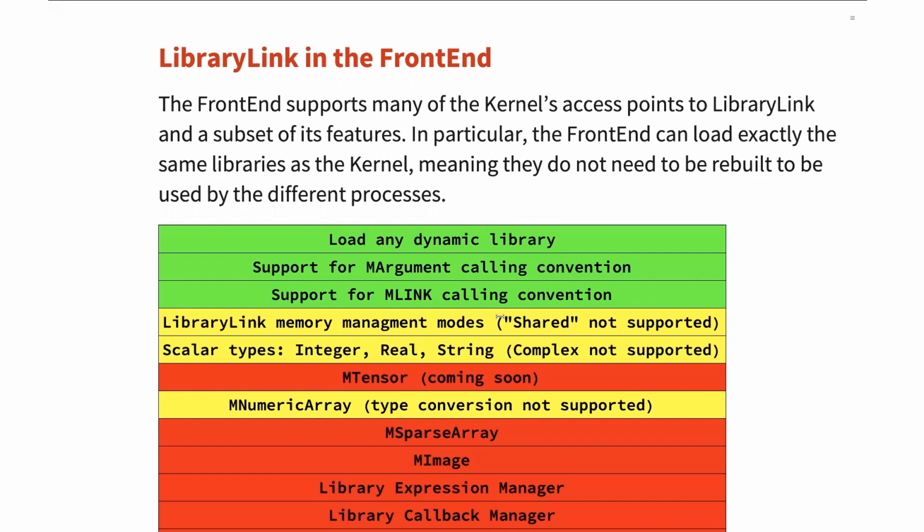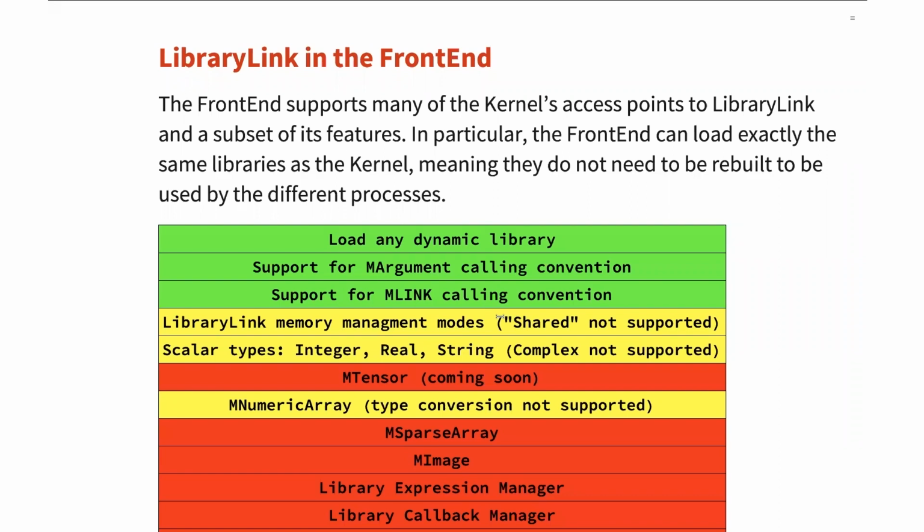We implement what we need as we need it. So right now, what that means is that we can load any dynamic library that the kernel can load. You compile your LibraryLink library once. It can be loaded into the kernel. It can be loaded into the front end. Both work. The only difference is that the front end is a little more strict about proper formatting of it.